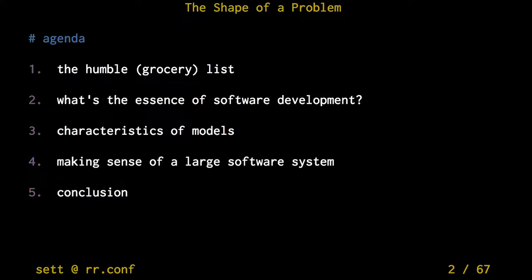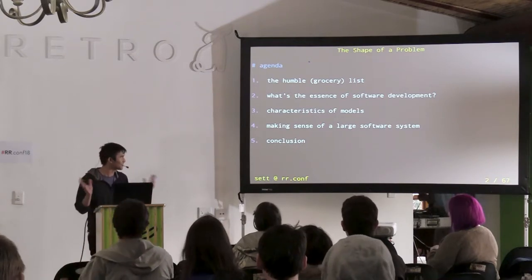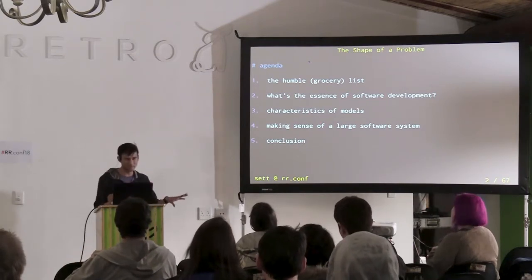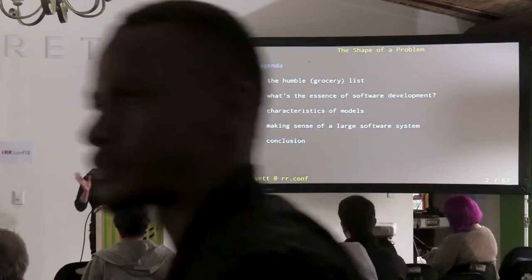Cool. So this is what we're looking at in this presentation. We're going to try and look at a case study of a little grocery list. There's going to be some code in the beginning. Don't worry about that, because we're going to get very hand-wavy towards the end of it. So that's what we're in for.